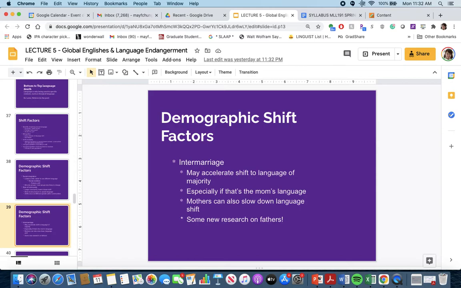Intermarriage might accelerate the shift to the language of the majority. So for some of you in your linguistic autobiography, you said, my mom is from this place or my dad is from this place, right? So if you speak a language and you want to maintain that language, it's going to be very hard if you don't have a partner who speaks the same language. But research has shown that if it's the mom's language, mothers can slow down language shifts because mothers are very intensely involved in their children's lives, and they seek out opportunities for language engagement.